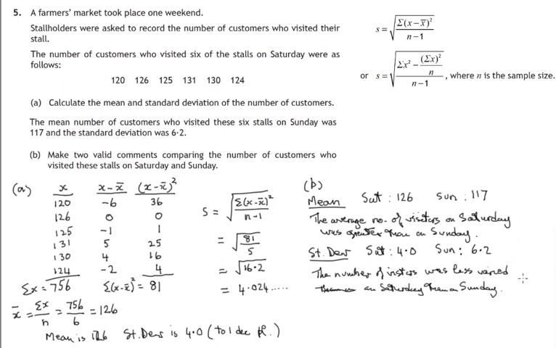So these 2 statements would be suitable for gaining the marks for this question. The average number of visitors on Saturday is greater than on Sunday. The number of visitors was less varied on the Saturday than on the Sunday.